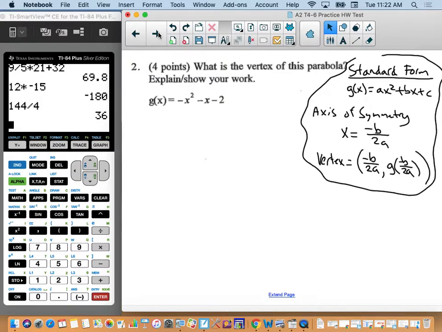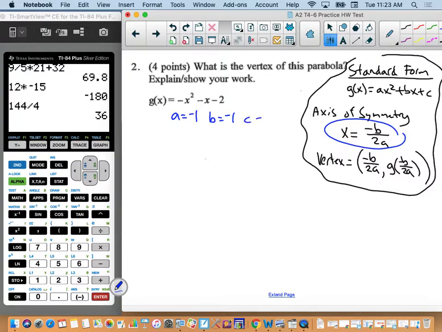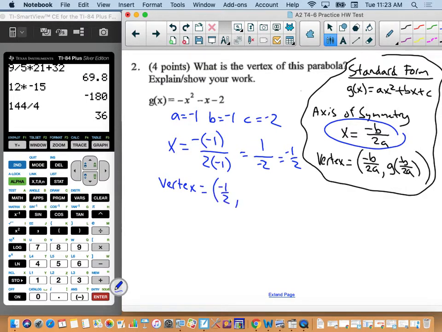Now this equation is in standard form. So to find the vertex, we're going to use negative b over 2a. And that's something you're going to want to study and remember for the test. In this case, a is negative 1, b is negative 1, and c is negative 2. So my axis of symmetry will be negative b over 2a, which becomes 1 over negative 2, or negative 1/2. That is going to be the x-coordinate of my vertex.